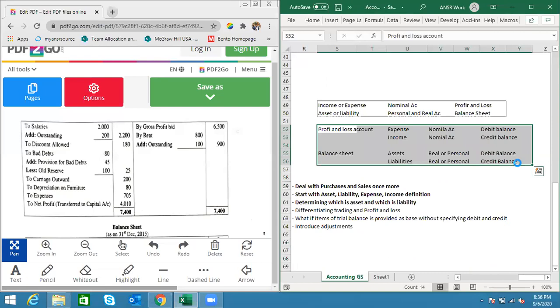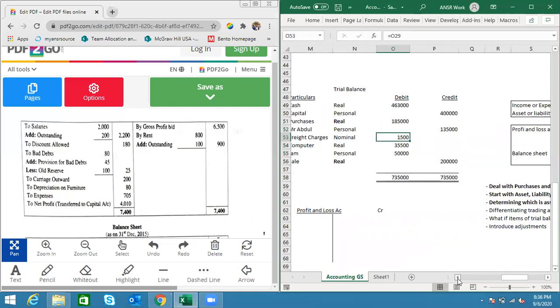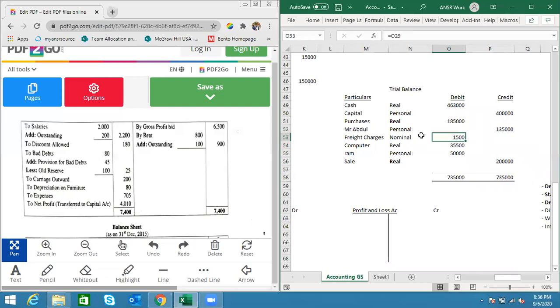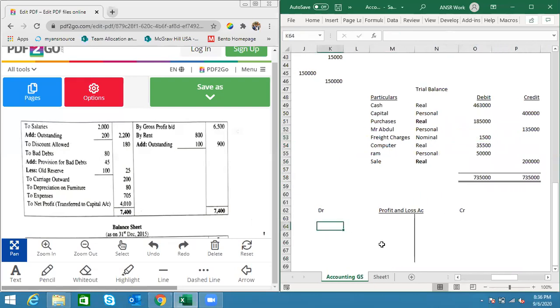Now that we have determined that, we will go to each item. Freight charges, we have determined, is an expense. Let me put it like this. I'm putting freight charges here. Why I'm putting it a little lower, not as the first item, I'll tell you after some time. The amount is 1500. Do we have any other nominal account? We don't, right? Only one nominal account is there. However, two of the exceptions are purchases and sales. Those have to come to the profit and loss account only. We have already discussed that.